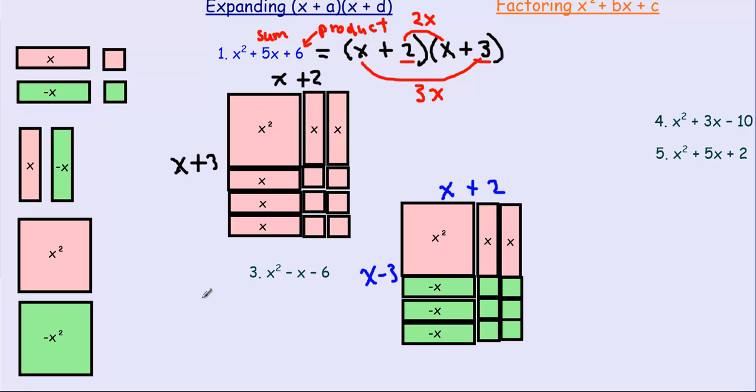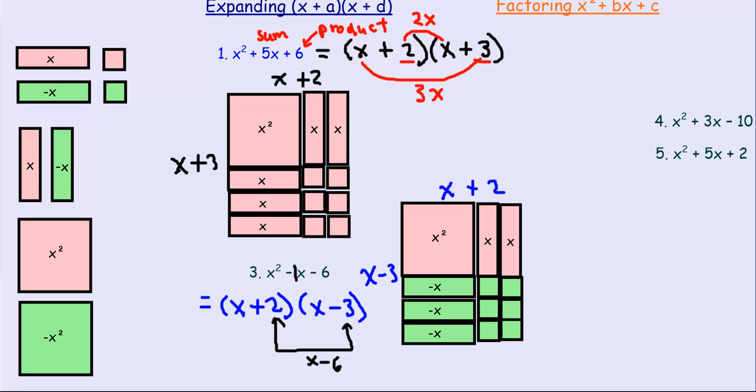Let's look and see if that product sum thing works again. X plus 2, x minus 3. So what do these two numbers multiply to? If we multiply those, they multiply to -6, the -6 on the end. What do they add to? If we add 2 and -3, you do get -1, the same -1 that's right there.